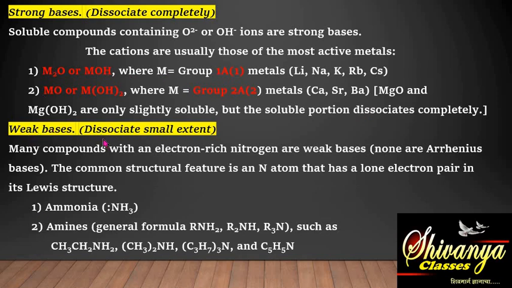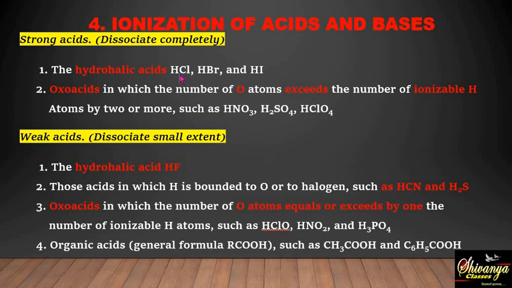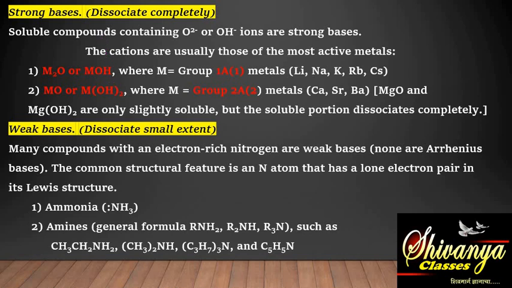Next is weak bases. Many compounds with electron-rich nitrogen are weak bases. Examples are ammonia and amines, such as ethylamine, dimethylamine, tripropylamine, pentylamine. So these are the examples of weak bases. Read carefully and understand the examples, because in the further topics we have to know which are the strong acids, weak acids, strong bases and weak bases.